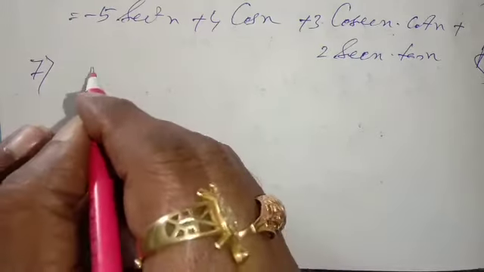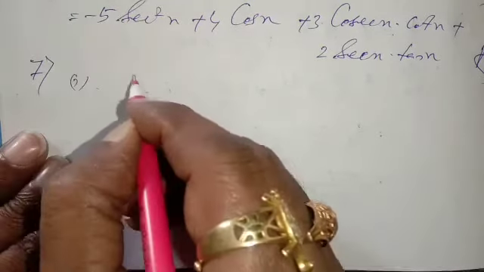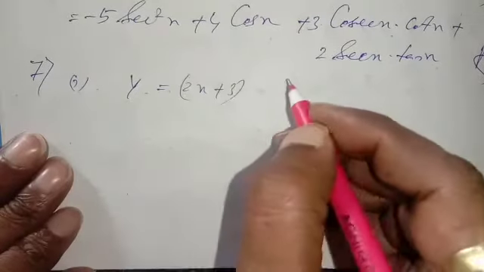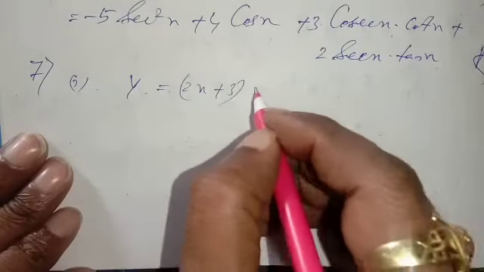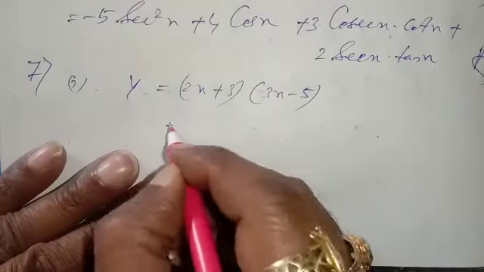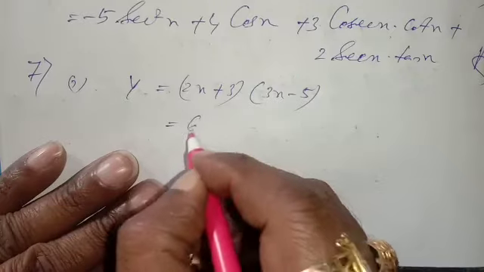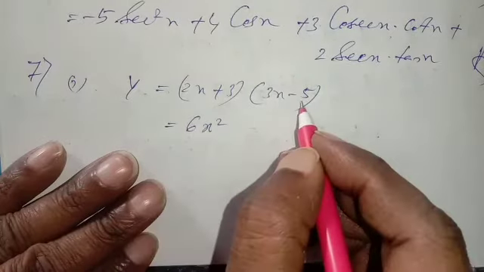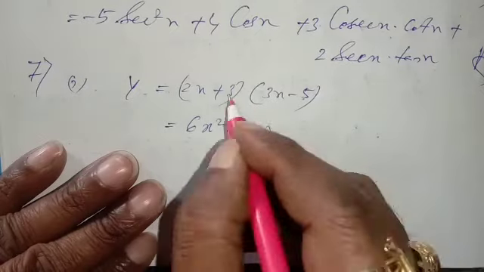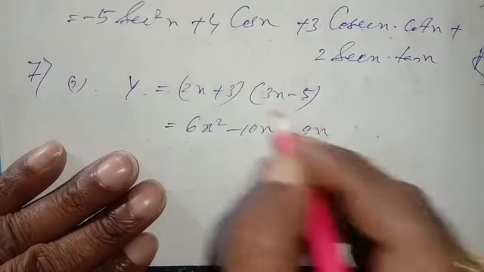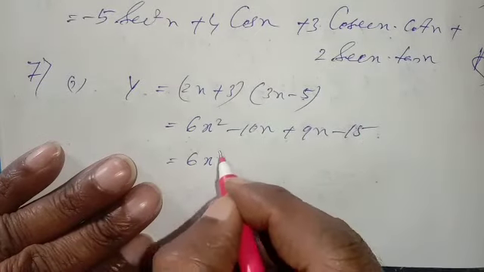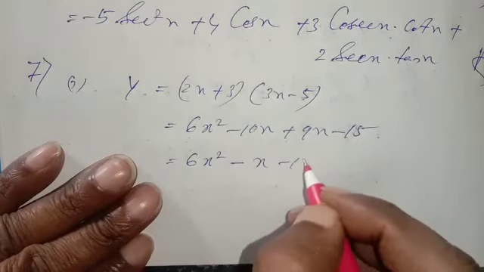See, number 7 question given, first part, y is equal to 2x plus 3 into 3x minus 5. First, you open this bracket, it will be easier. If you multiply this one, this will be 6x square minus 10x, plus 9x minus 15. Finally, what are you getting? 6x square minus x minus 15.